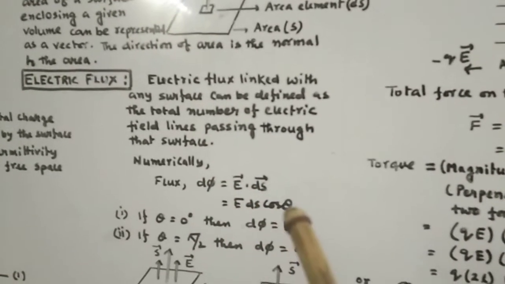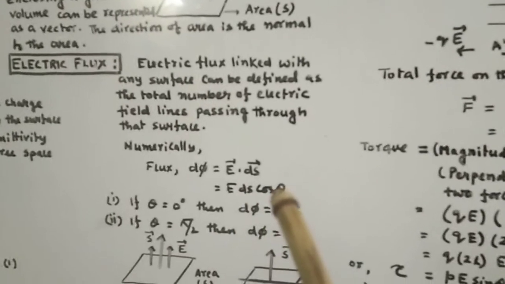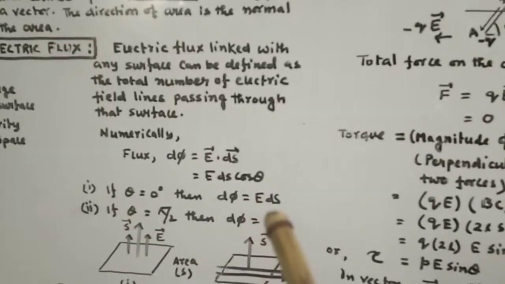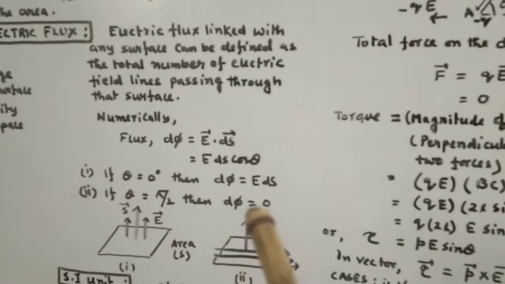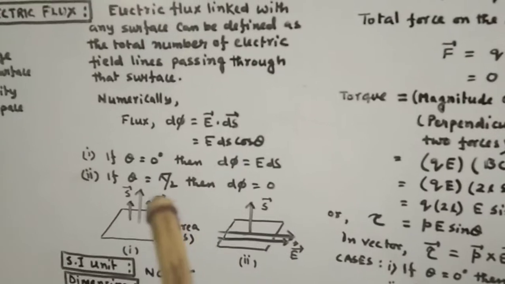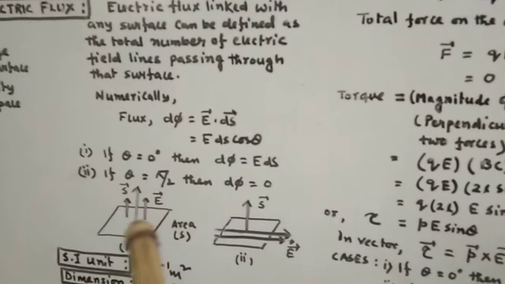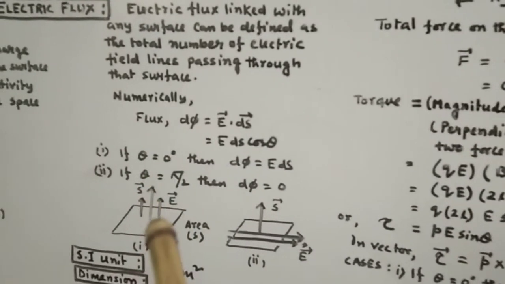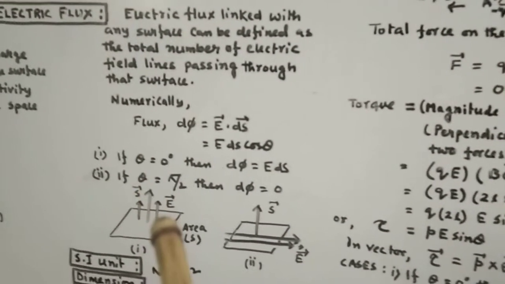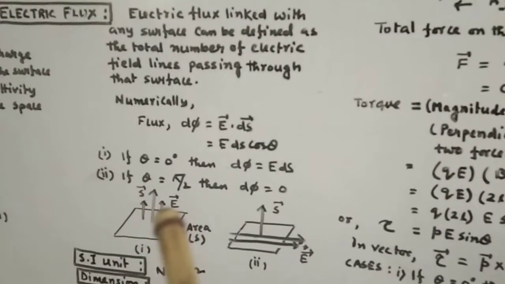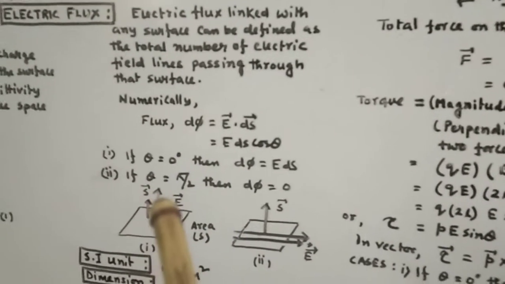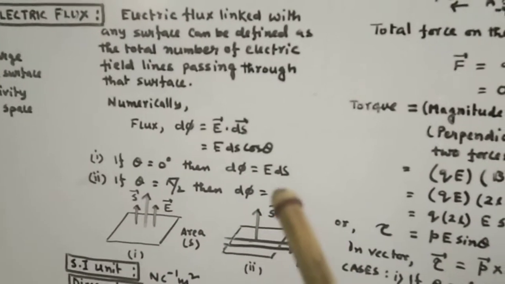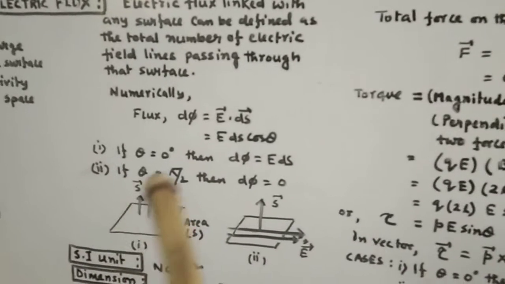So if you go for the dot product, it comes to be E ds cos theta. Now under the condition theta equal to 0 degrees, you will get d phi equal to E ds. If theta equal to pi by 2, then d phi equal to 0. So if we consider this area, the direction of the area is perpendicular to the plane, and the field is also directed along the same direction. It means E and S are in the same direction. If E and S are in the same direction, then theta equal to 0 degrees. And in that case, you have a flux d phi equal to E ds. This is the maximum value of flux.